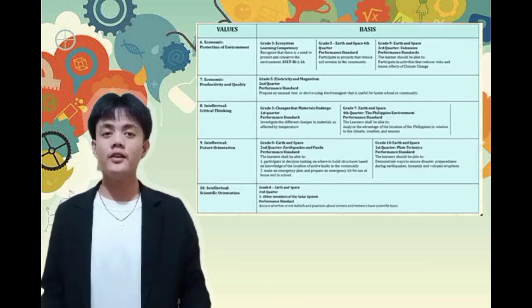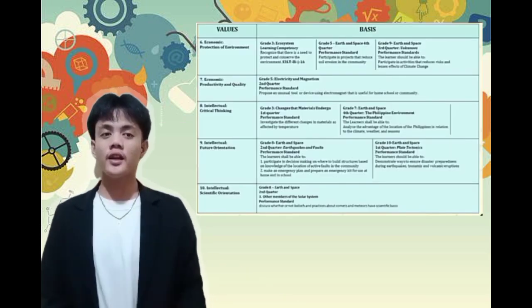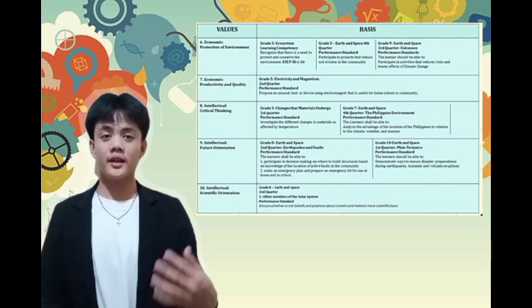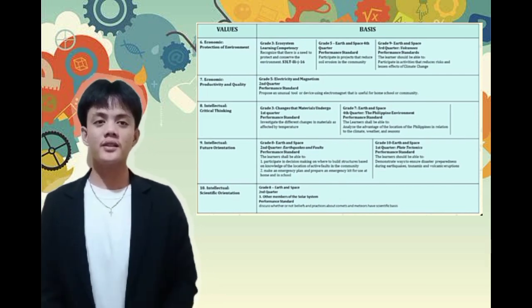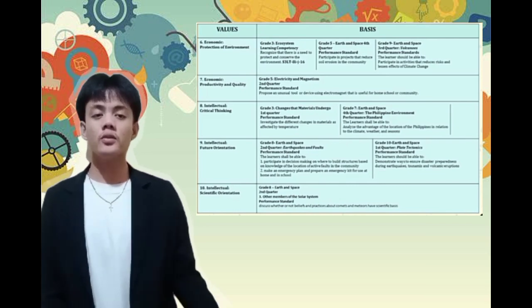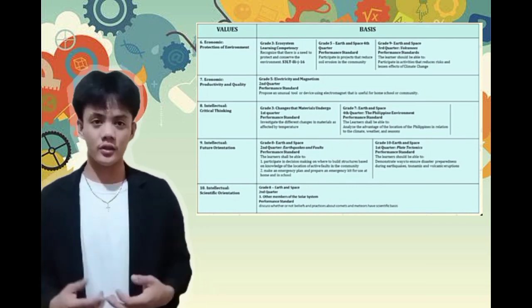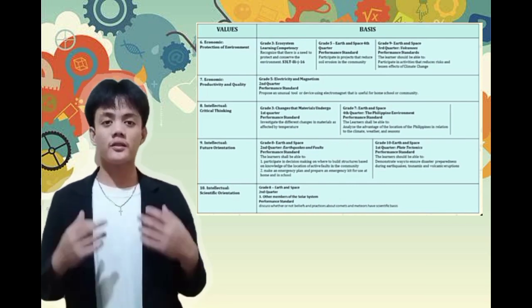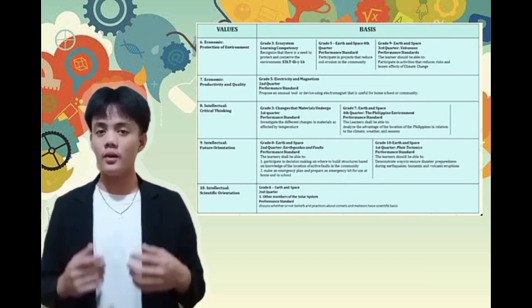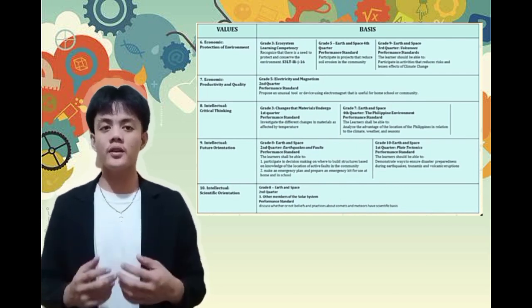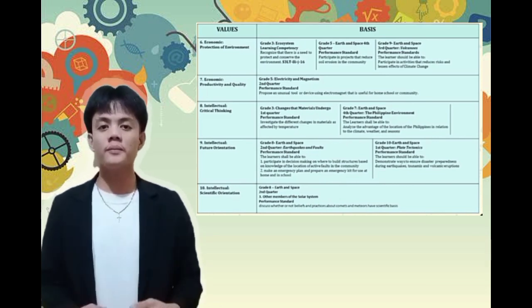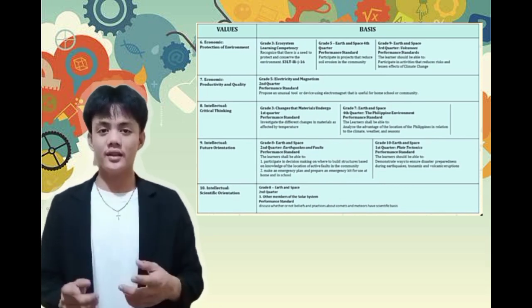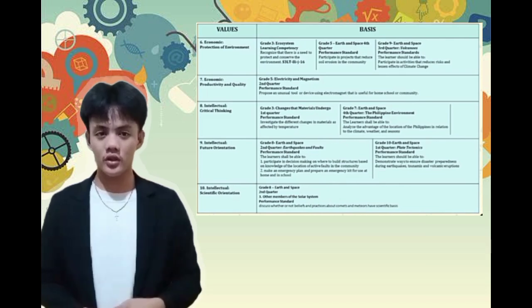So, the sixth value is protection of the environment, which enables students to participate in various activities and demonstrate ways of promoting environmental protection. Seventh is productivity and quality, which encourages students to produce products that are beneficial for the community and will help address certain issues. Next, the intellectual dimension.